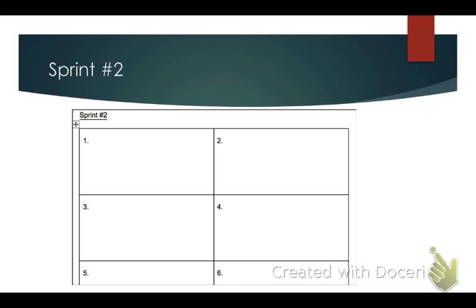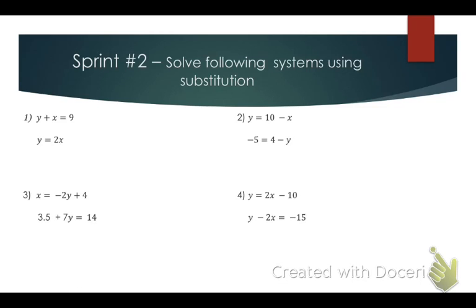Okay, sprint number 2. Again, you will have 4 systems to work with. Remember your answers. You need an x and a y, or infinitely many, no solution. All those work also. Okay, you have 5 minutes. Feel free to stop and hit pause, write down your systems, and then come back.